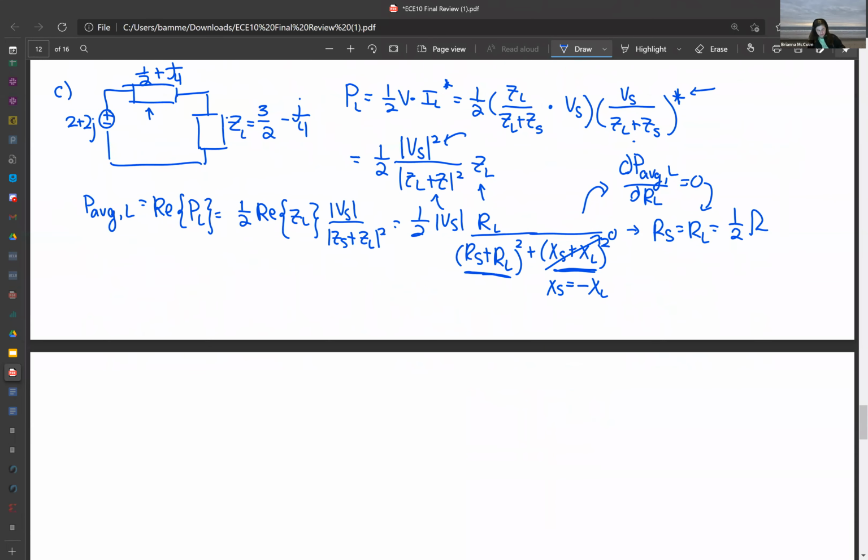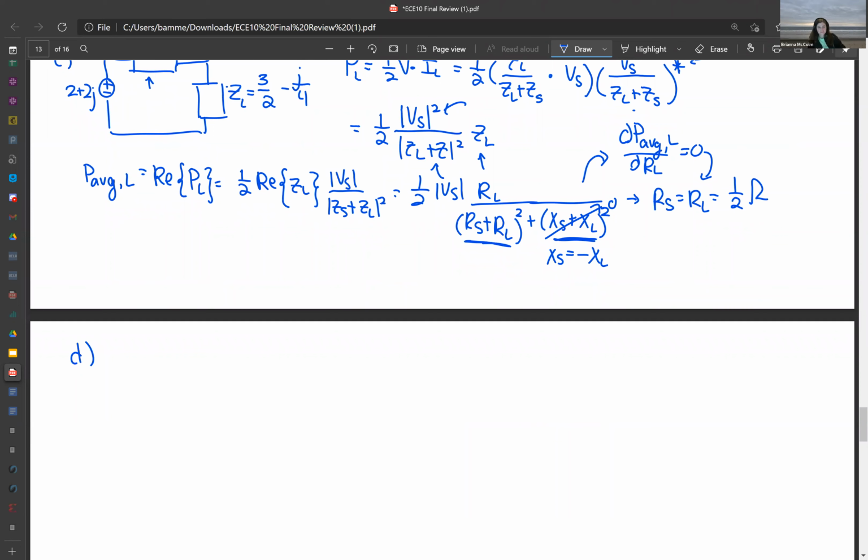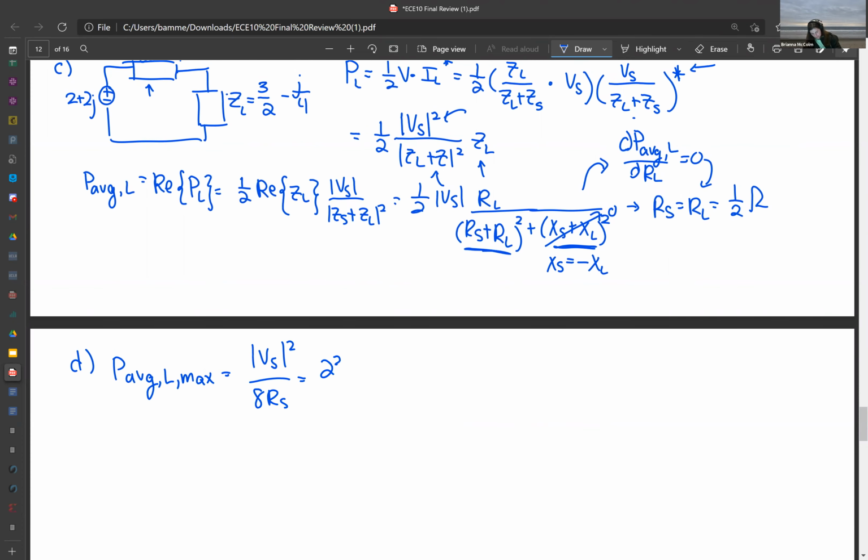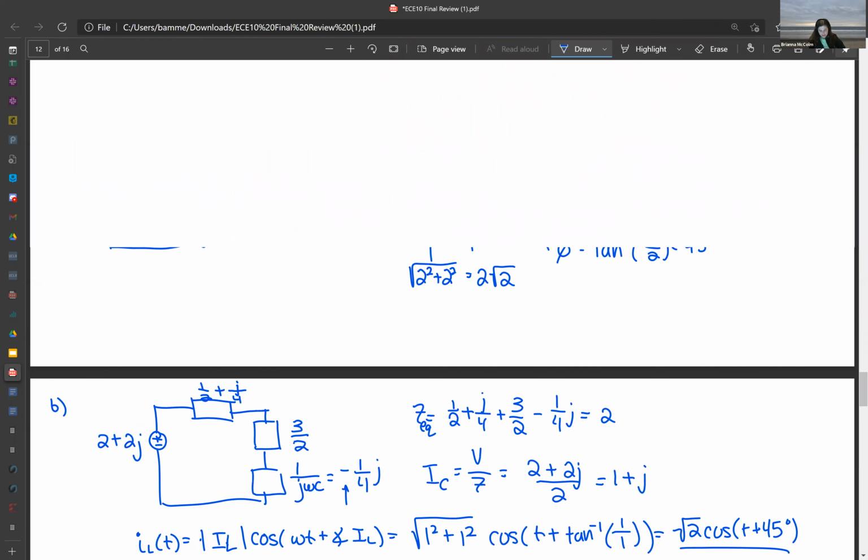Okay, so for part D of this question, we want to find the maximum average power, and that's just the expression on the previous part of the slides that you should have derived in class. So you just plug in the numbers to that. And always make sure that you have units with your expressions. So that's the end of this example.